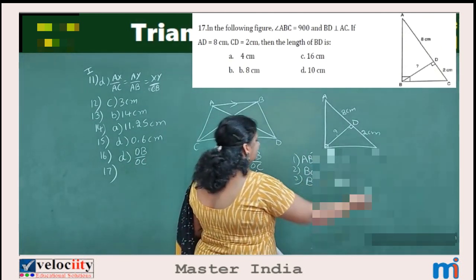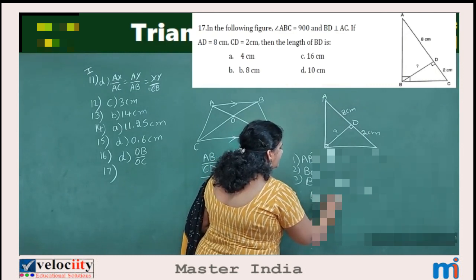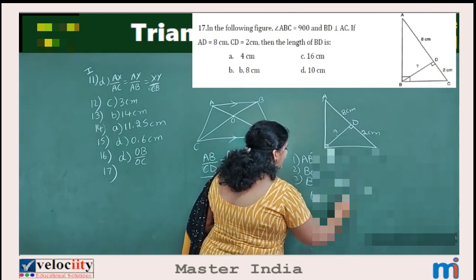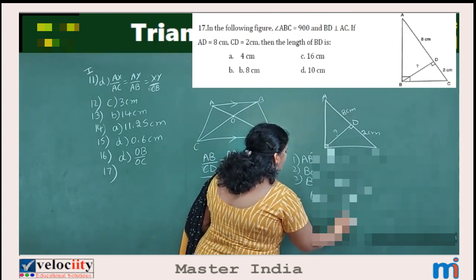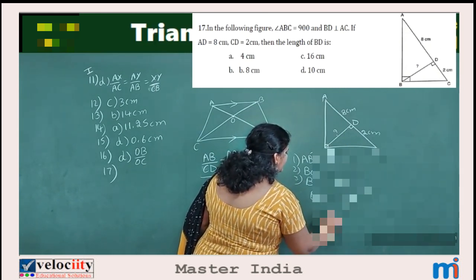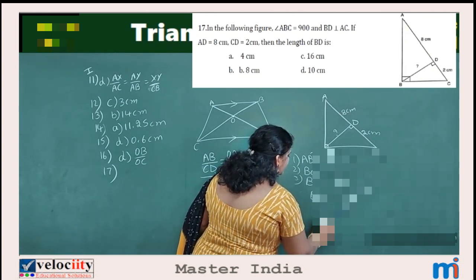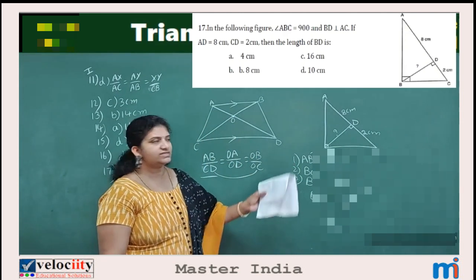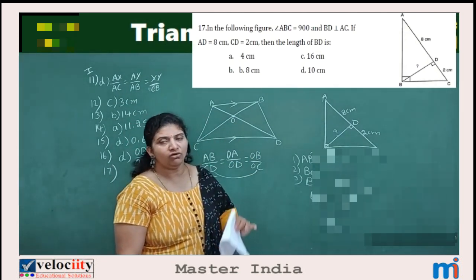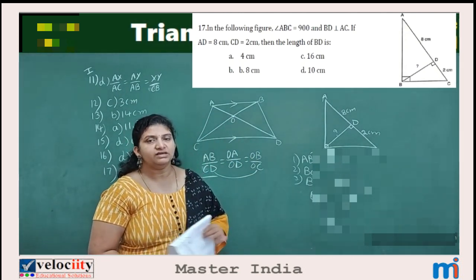I know AD and DC. BD square is equal to, AD value is 8, DC value is 2. That is 8 into 2, 16. BD is equal to square root of 16. BD is equal to 4. So therefore, what is the length of BD? BD is equal to 4 centimeters.